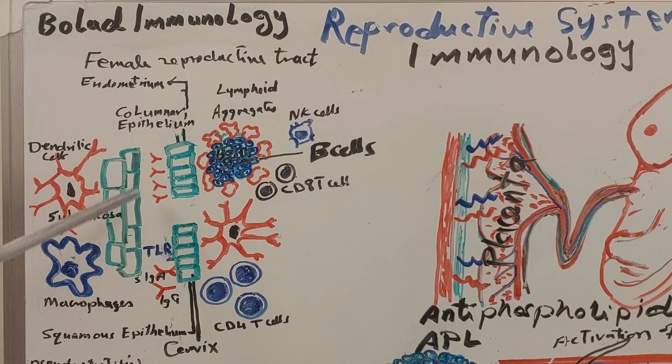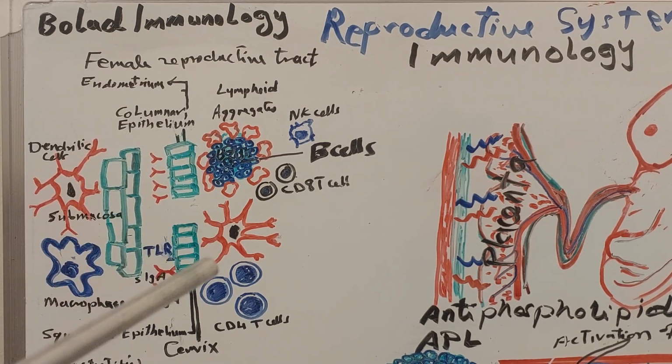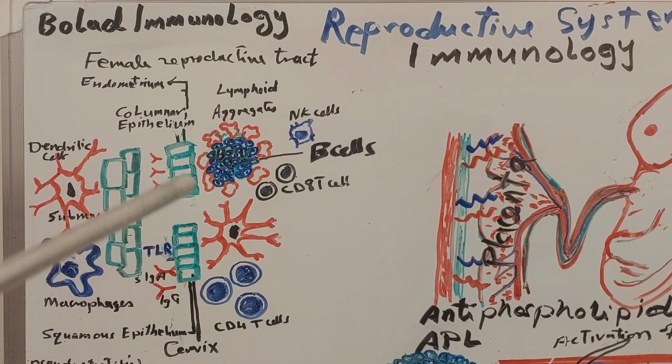antibodies. This is the lining of the endometrium, this is the lining of the cervix, and this is the submucosa. Within the submucosa, we can find dendritic cells and macrophages. These cells are very important, as I mentioned before, for immune tolerance during pregnancy.